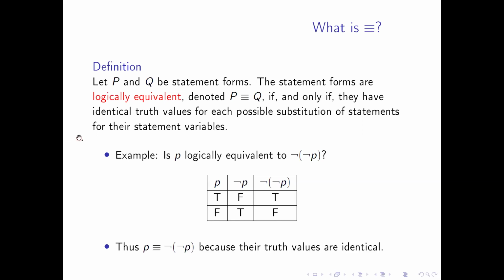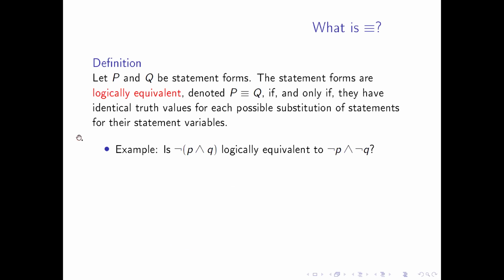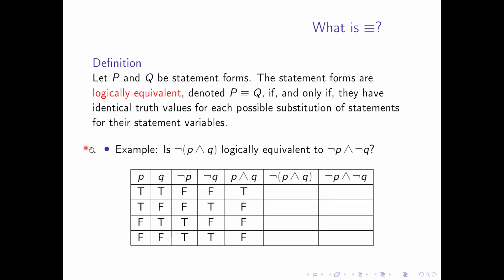All right. So because our truth tables are identical, what about not P and Q versus not P and not Q? Well, let's build a table. We have P, we have Q, we have not P, we have not Q, we have P and Q. Well, not (P and Q) is going to take this column right here and just negate everything. So the true becomes a false, false becomes true, true, true. So this is one column.